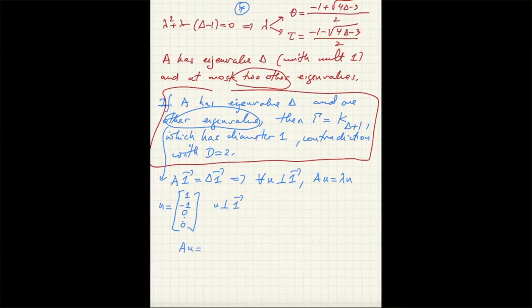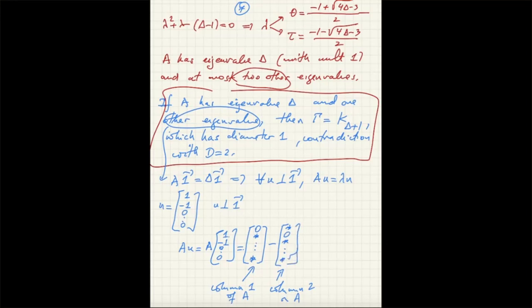AU is A times 1, minus 1, 0 everywhere. So that's the difference between column 1 and column 2 of the adjacency matrix. So this is column 1 of A, which looks like what? I have a 0 here, and I have some entries somewhere else, minus column 2 in A, which has a 0 in the second position and various other entries. Okay, so this is AU.